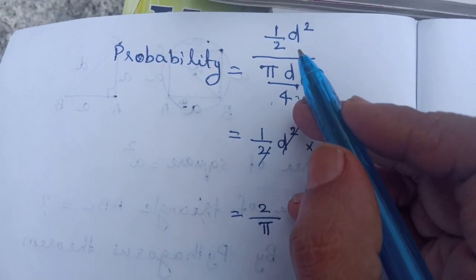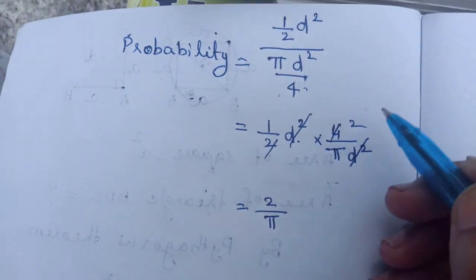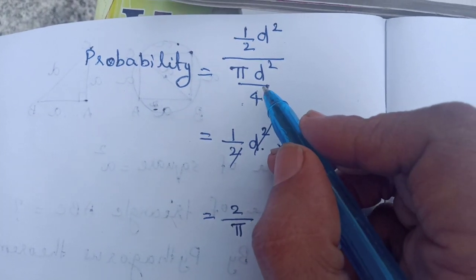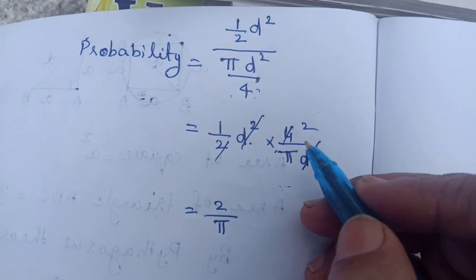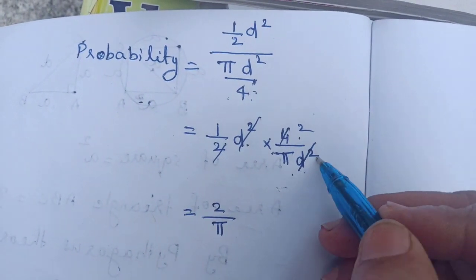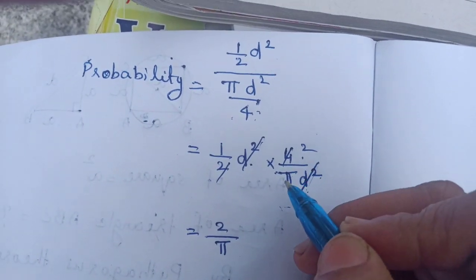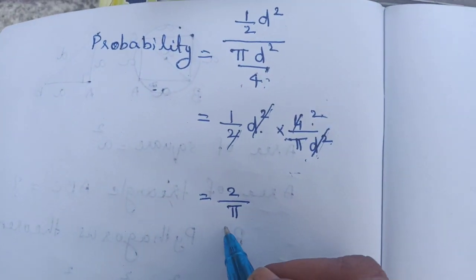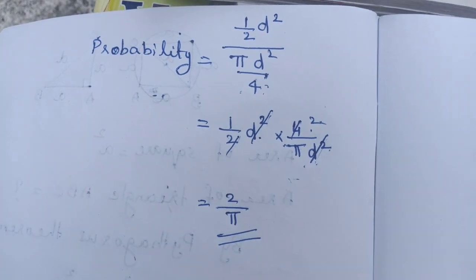How do we calculate this? Half D square we write as it is, then multiplied by the reciprocal of the denominator. Pi D square by 4 reciprocal gives 4 on top, 4 divided by pi D square. Then we can cut D square, and 4 and 2 give 2, so the answer is 2 by pi. That is the probability for this question.